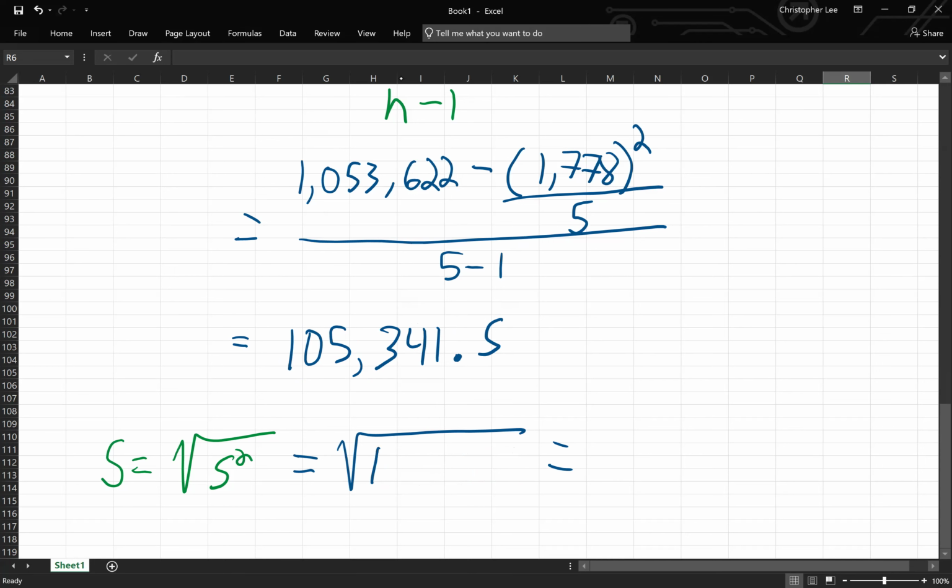105,341.5. And what did you get for the standard deviation now, after you square rooted it? 224.55, 5635. All right, confirm with me. Did you guys get the same answer for the standard deviation? No, we got completely different.